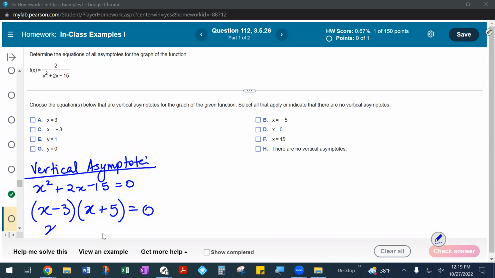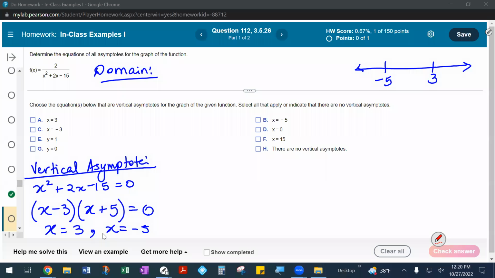So these will end up giving us x equals 3 from here, x equals -5 from here. So even though they did ask us about the domain, just to give you guys a little extra practice, let's see, we cannot use -5, we cannot use +3, everything else is okay. So what will our domain look like here, guys?